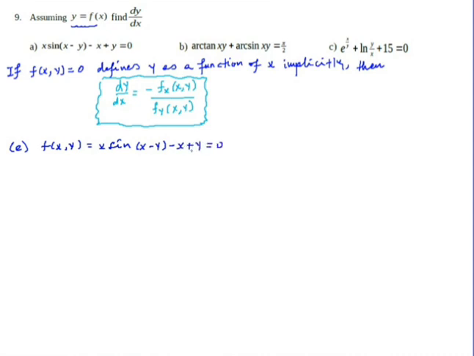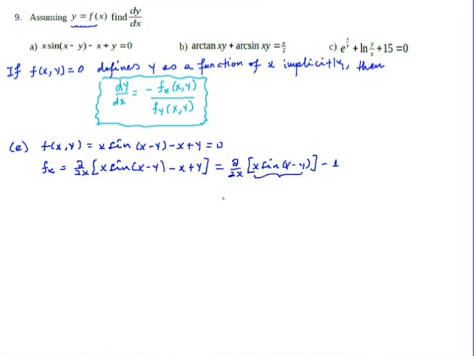Okay, so to find dy by dx, we need the partial derivative of the function with respect to x and the partial derivative of f with respect to y. So first we take the partial derivative with respect to x of x times sine of x minus y minus x plus y. This becomes x times sine of x minus y, minus 1 plus 0.